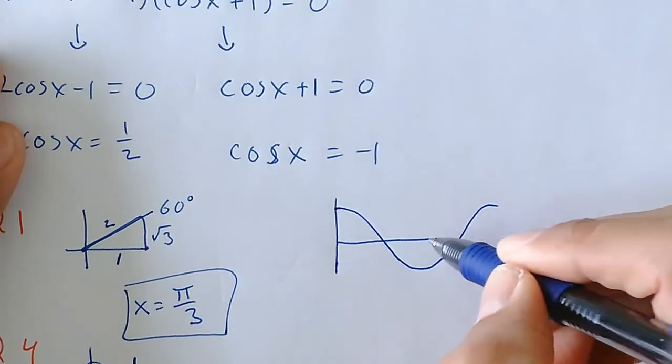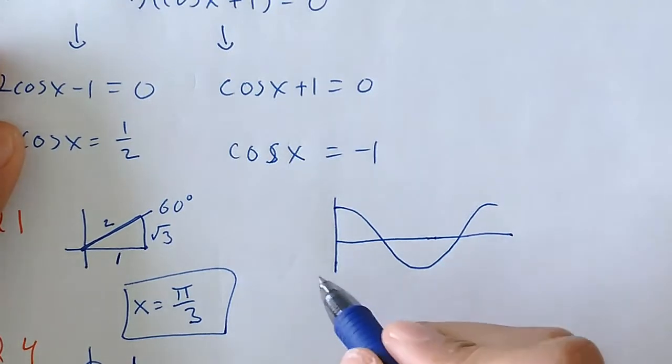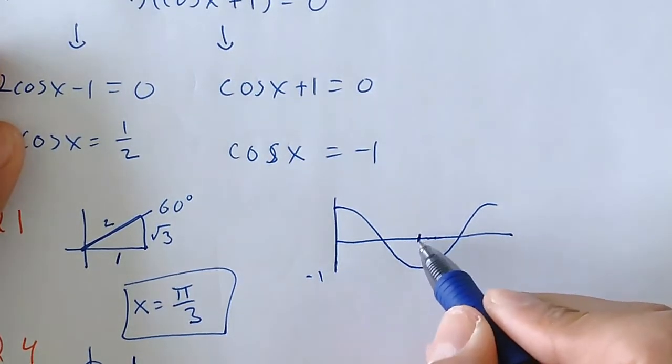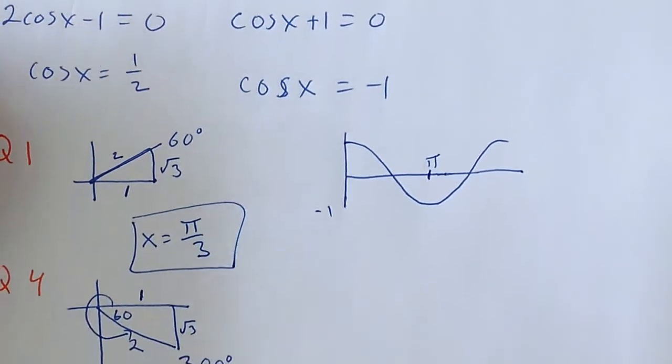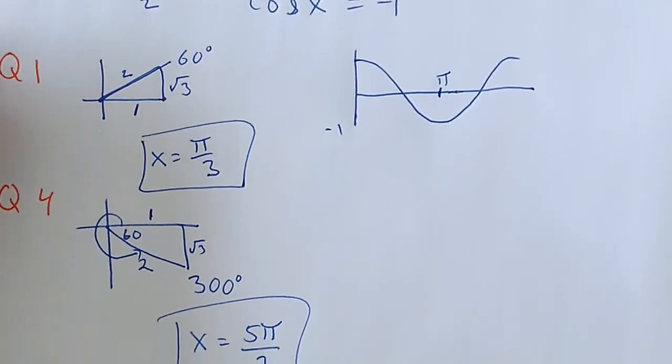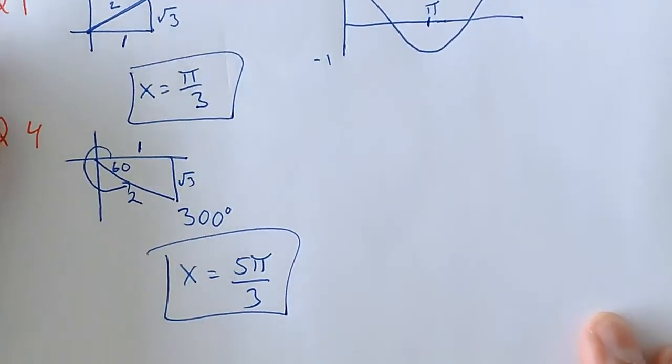So we should have 3 angles that will solve this equation: pi over 3, 5 pi over 3, and the other angle that I just found, which would be x equal pi. We're going to do another one.